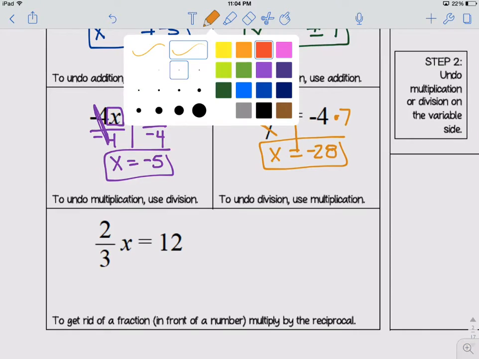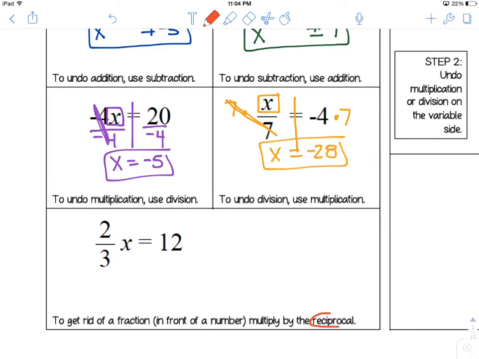Okay, this one tells us that we need to use the reciprocal. So left side, right side. Here's my variable. So we need to take the reciprocal of what's multiplied by the variable. So we're going to take times 3 over 2.